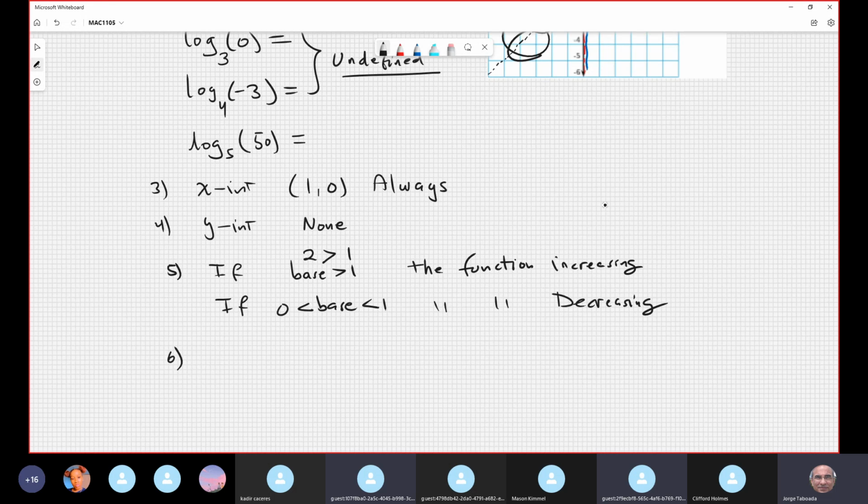Number 6: the logarithmic graph has one vertical asymptote at x equals 0, always, anytime. And finally, number 7, the typical points.